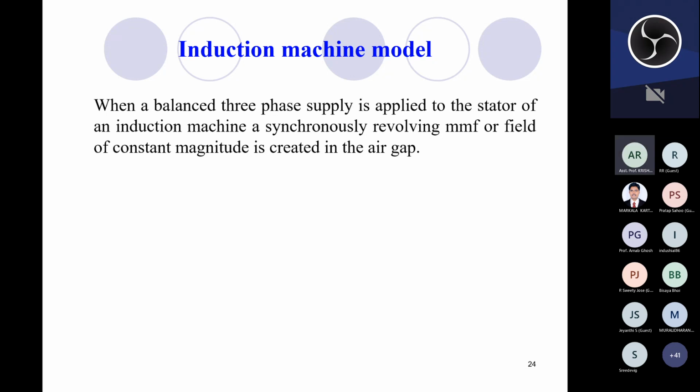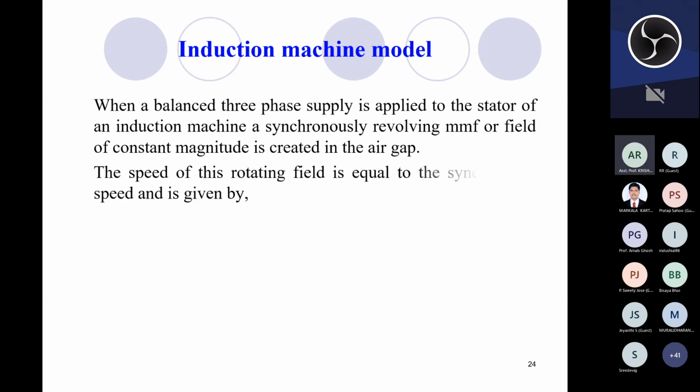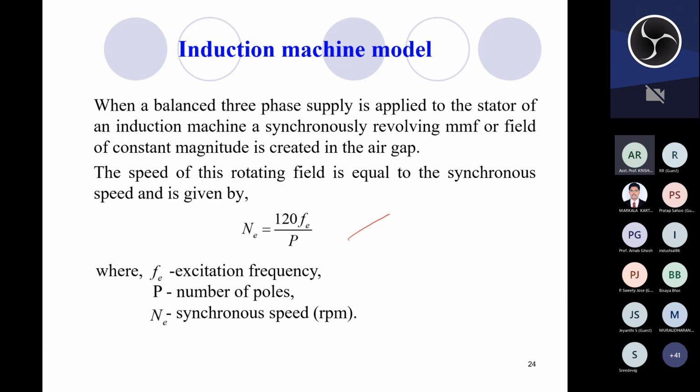Here I am going to discuss only the steady state model, though some concepts from the dynamic model will also be required. So let us consider the induction motor operation first. When this induction machine is supplied by a balanced three-phase supply, a rotating magnetic field with a constant magnitude is created in the air gap, and the speed of this rotating magnetic field is given by Ns = 120 Fe / P, where Ns is the synchronous speed in RPM, Fe is the supply frequency, and P is the number of poles.